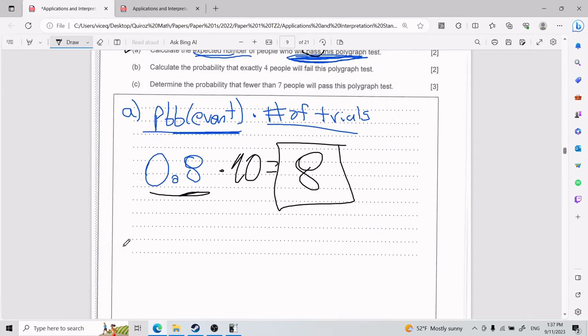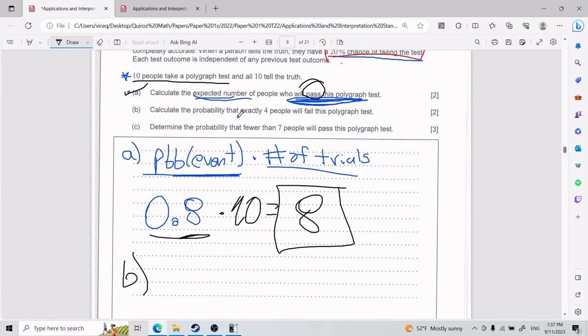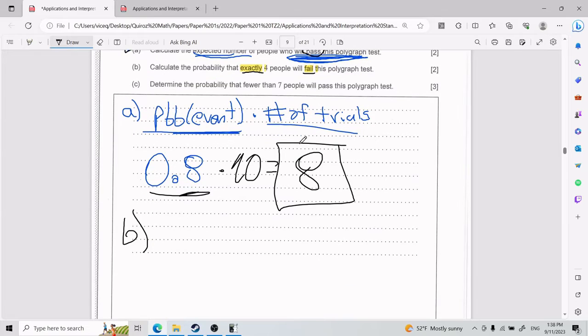That is part A. For part B, we need to calculate the probability that exactly 4 people will fail this polygraph test. I already highlighted the buzzwords. It says the probability that exactly 4 people will fail this polygraph test. So first things first, what is the probability of failing? The probability of failing is 20%. I'm going to leave that there for now. And we need to find the probability that exactly 4 people fail.